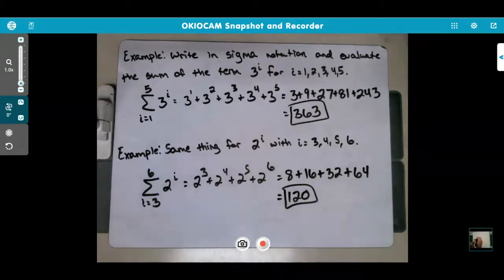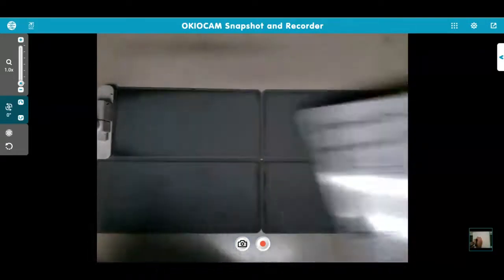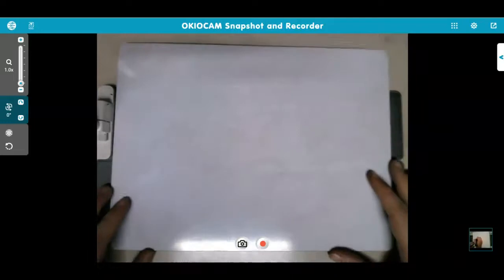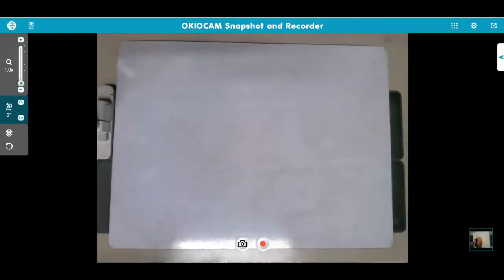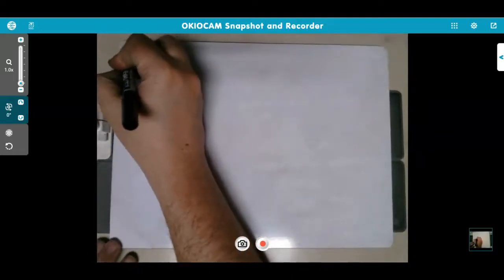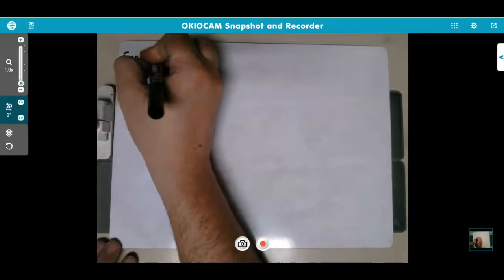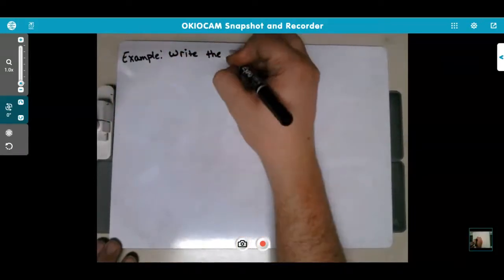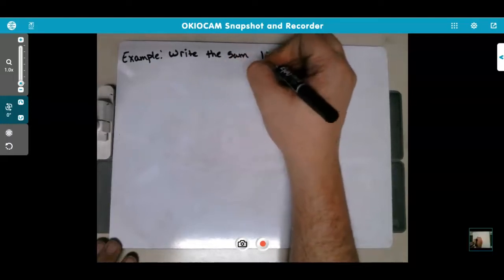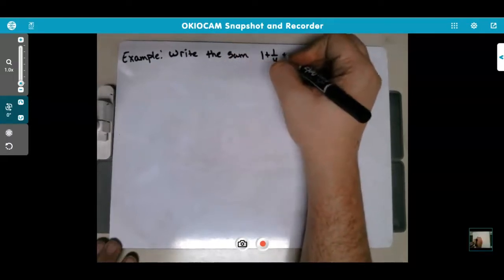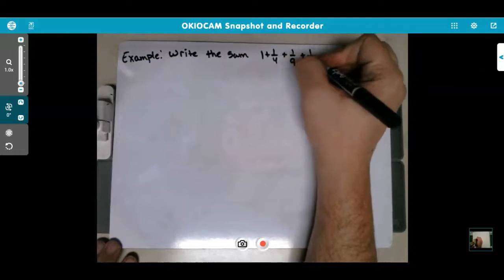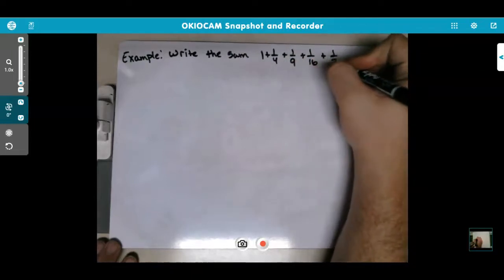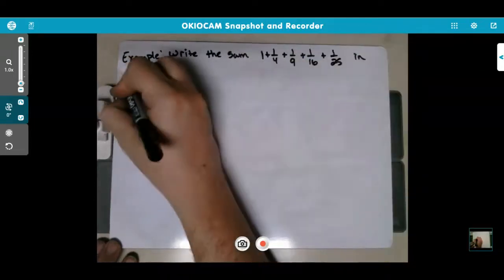Let's do some more examples, or really just one more example before we move on. We're going to write the sum 1 plus 1 over 4 plus 1 over 9 plus 1 over 16 plus 1 over 25 in sigma notation.